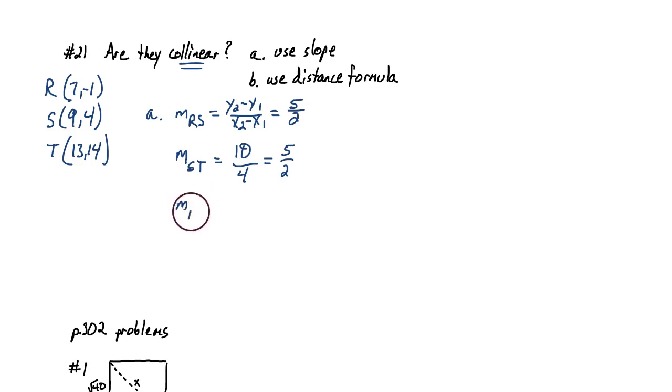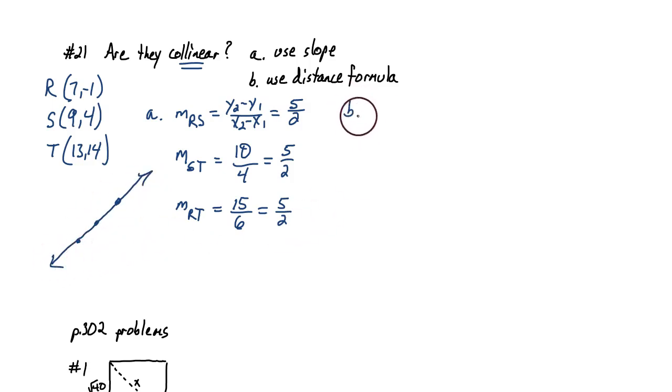Finally, let's find the slope of RT. 14 minus -1 makes 15. And 13 minus 7 makes 6. This reduces to 5/2. We got the same slope every time, so that means there's a consistent pattern between the dots. They do line up with each other in a straight diagonal line.